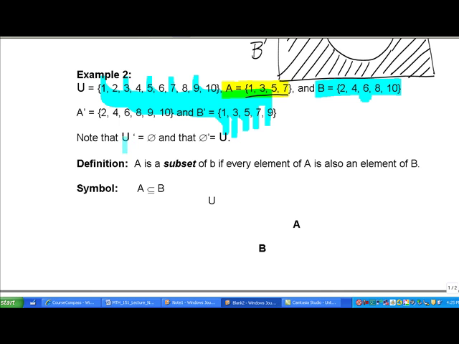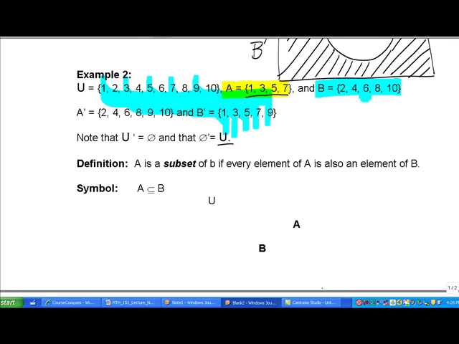Note that the complement of the universal set is the empty set, and the complement of the empty set is the universal set. So everything found in the universal set which is not in the universal set would be empty. There are no elements. Everything found in the universal set that's not found in the empty set, well, the empty set has nothing in it, so that would be the universal set.